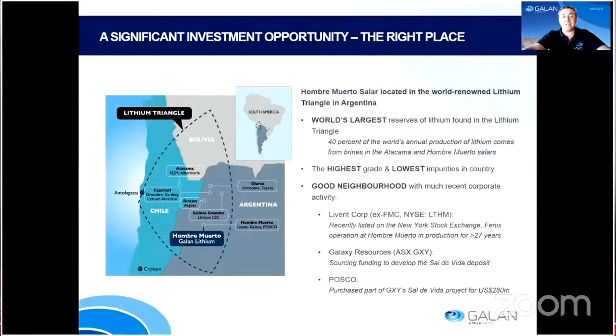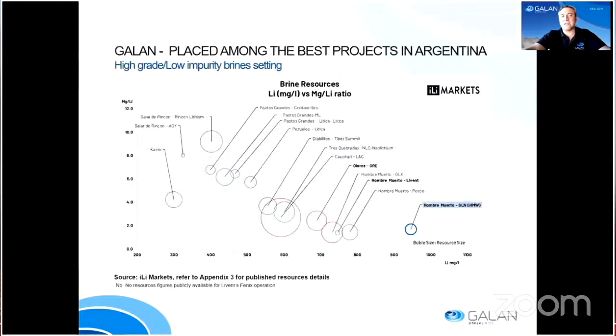So anyway, where are we? We are in the South American Lithium Triangle. We have big names as neighbors. We have the Livent Corporation that's been operating for 28 years producing lithium carbonate. We have POSCO, which is an industrial company that became a miner now. Interesting why Hombre Muerto, and I'll show you next. And then Galaxy, which has merged with Orocobre, that is Allkem now.